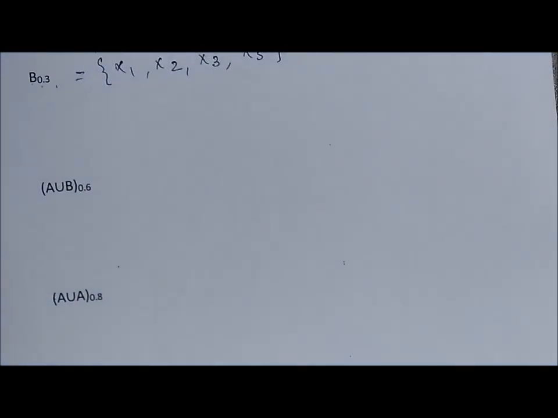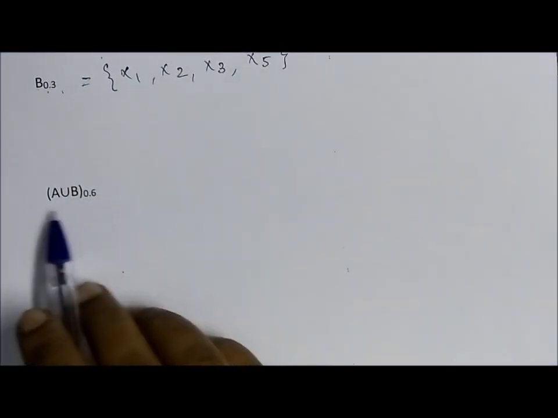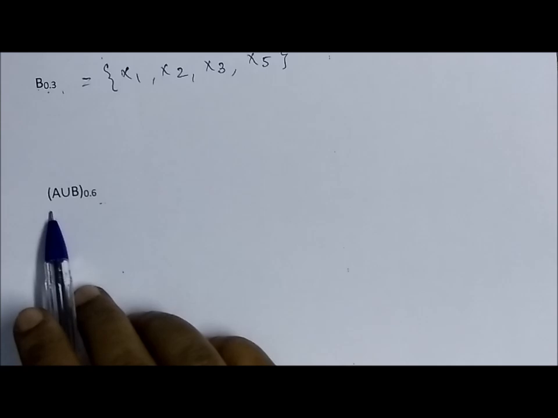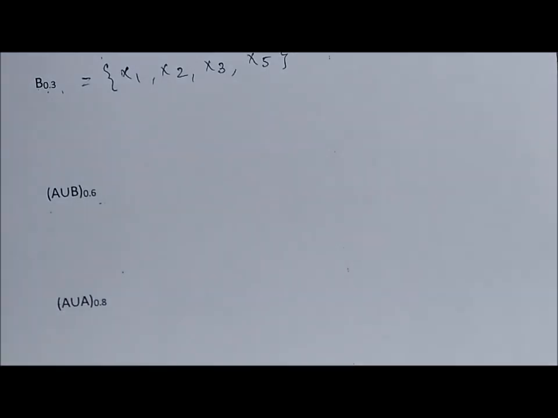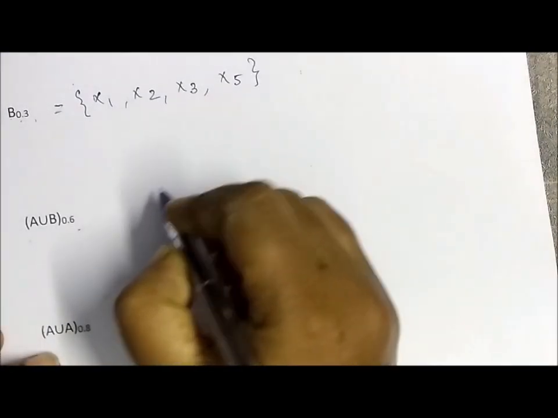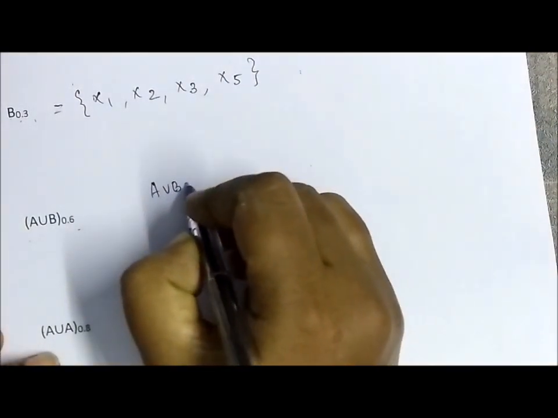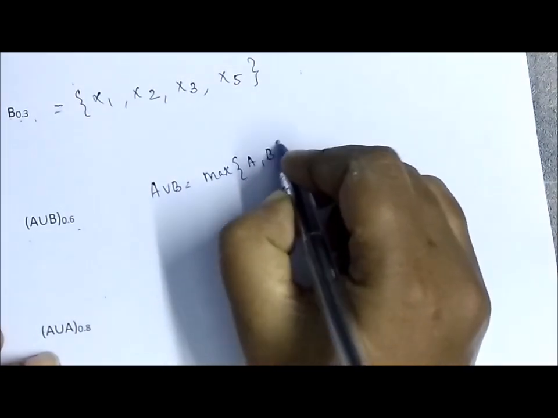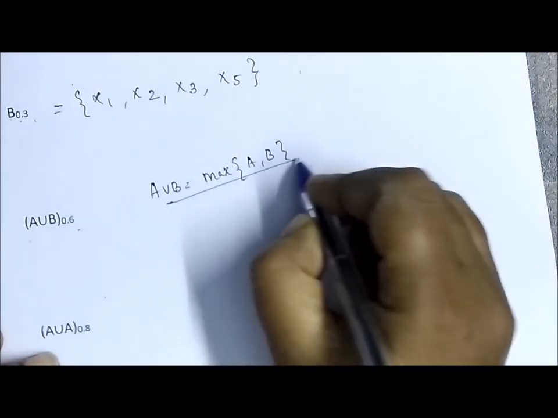Okay, so the next one is A union B. If it is A union B, what should we have? We should get the maximum value between the A value and the B value. The membership function should be the maximum value. So we already know that for A union B, we have to find the maximum of the sets A and B. So this is the formula we have.